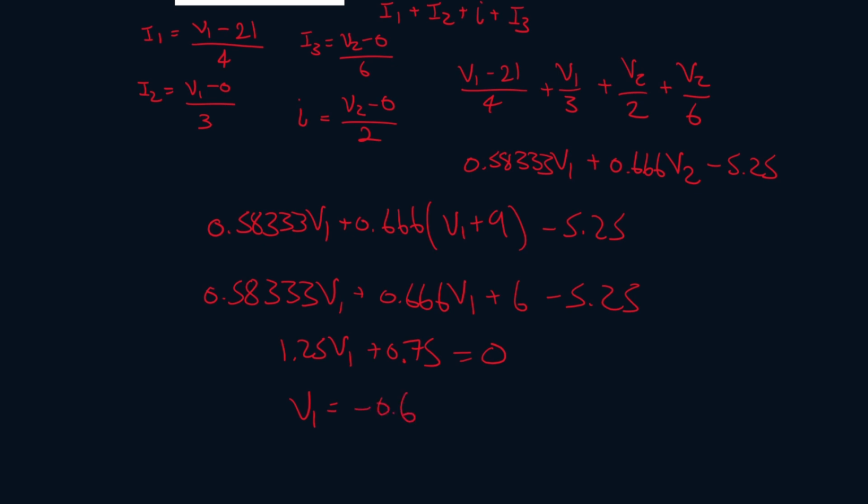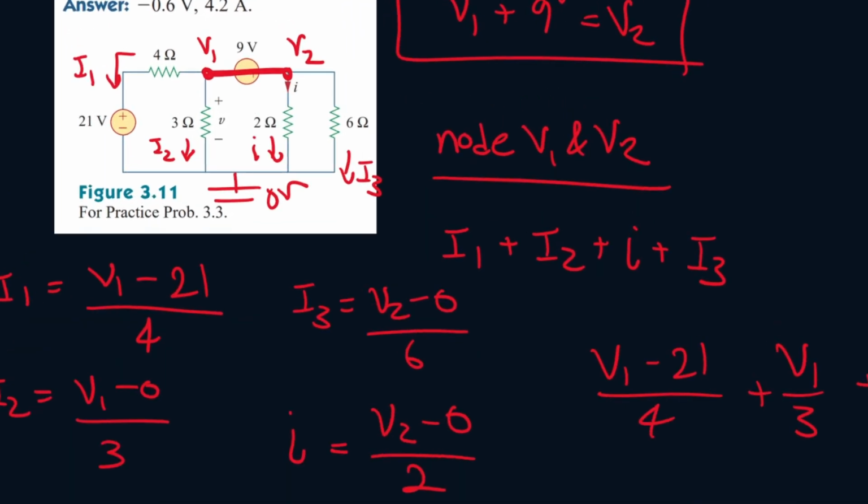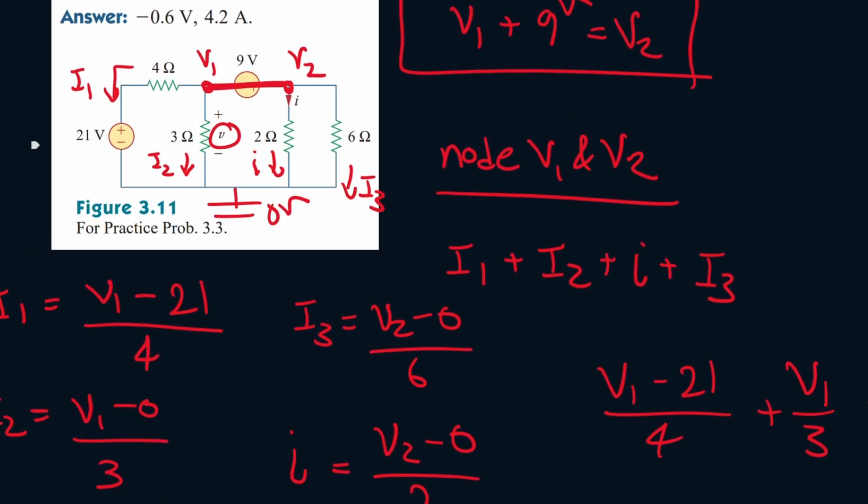Now we can use that to solve for V2. It's not actually asking for V2, it's asking for V and I. Okay, we're trying to find this V here, but this V is equal to V1, because as the current moves this way, it drops to 0, and the only way for it to drop to 0 is if V1 is equal to this. So this V has to be minus 0.6, okay?